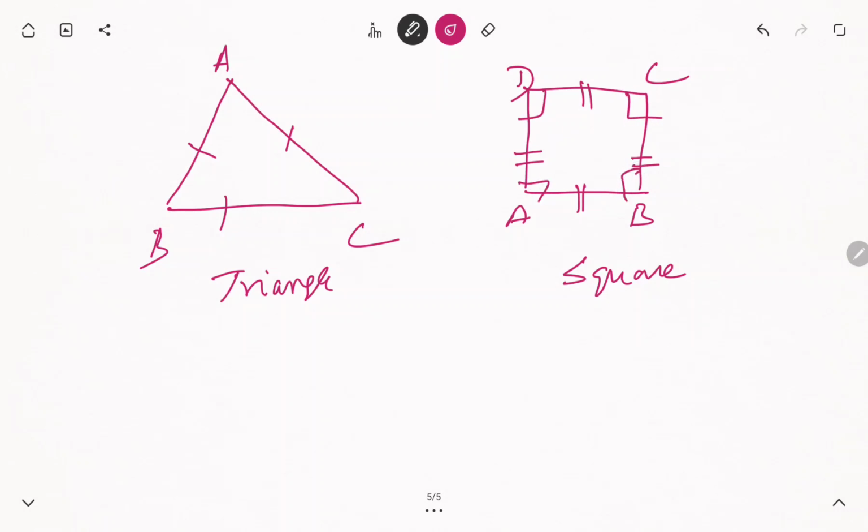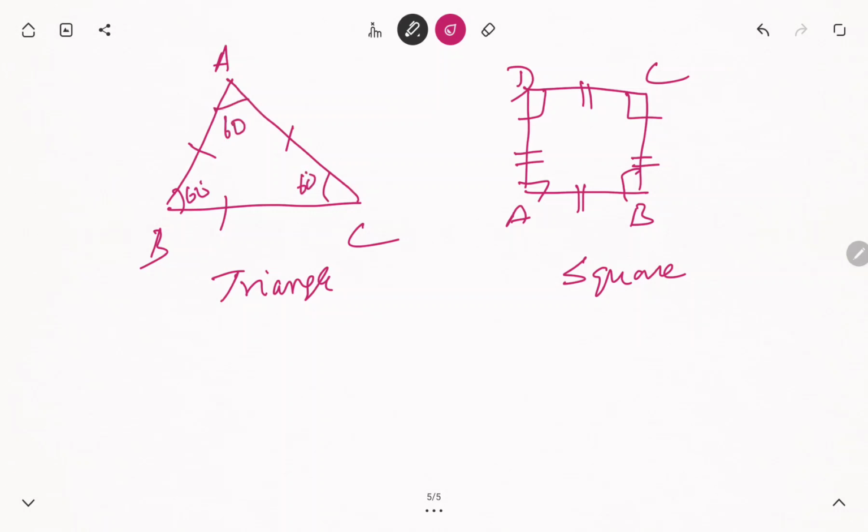So why am I not taking a rhombus here? In a rhombus, only the sides are equal, but all angles are not equal. So in order to satisfy a regular polygon, sides must be equal and angles must also be equal. That is the very important thing here. So here all sides are equal and all angles are 60 degrees, you know.